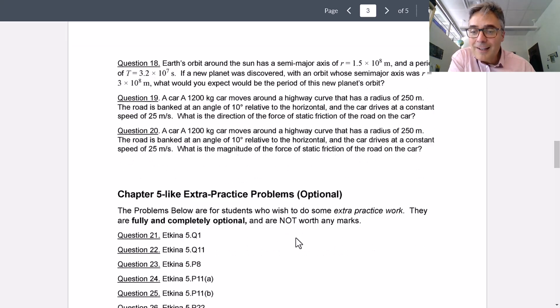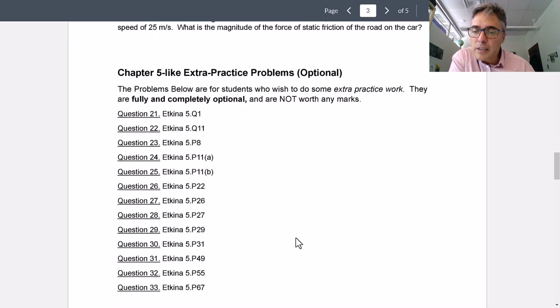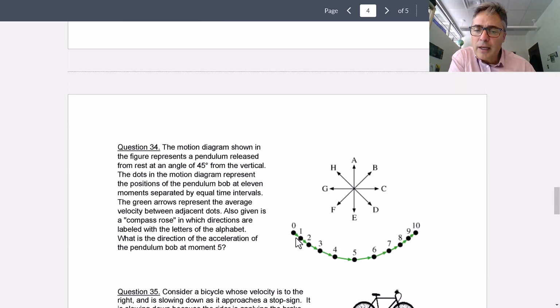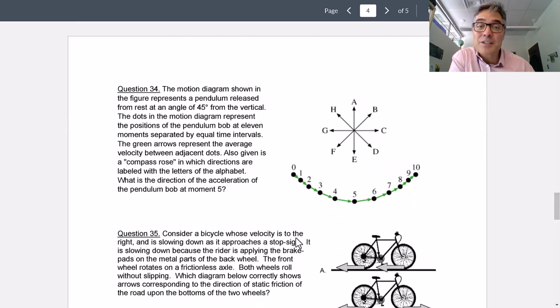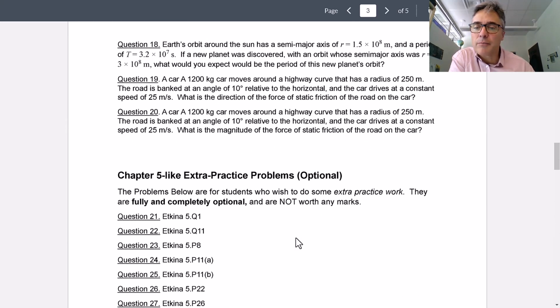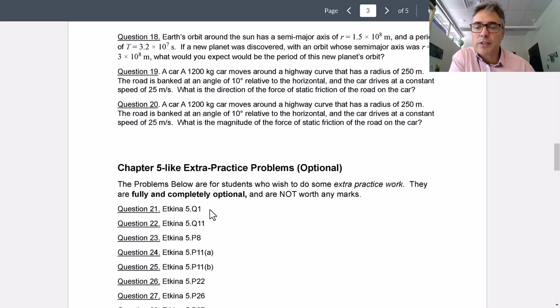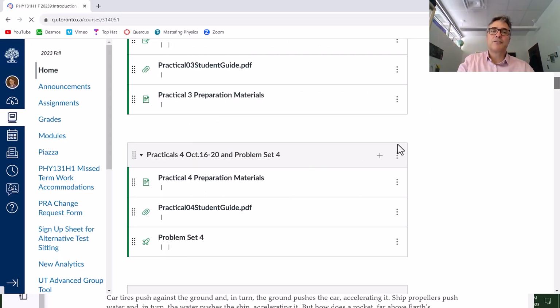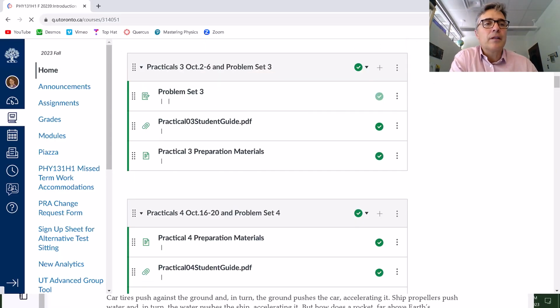Plus I have posted, I think it's about 17, just practice problems at the end. These are not at all for marks. The problems from 21 to 37 are for students that may wish to do some extra practice work. They're fully and completely optional and not worth any marks. So that's an overview of where we're at in terms of weeks.